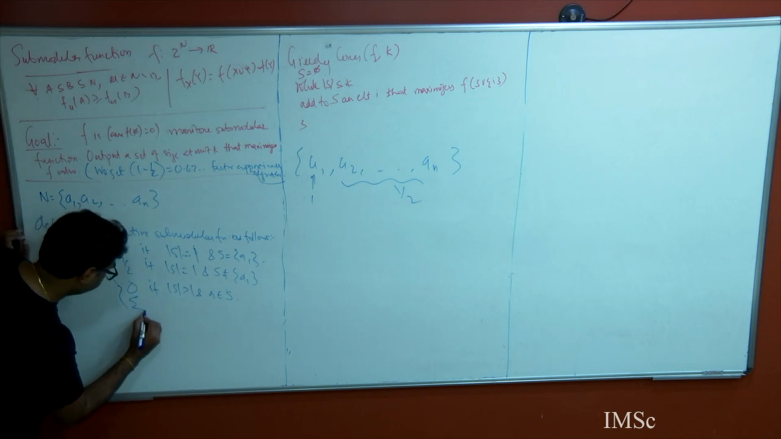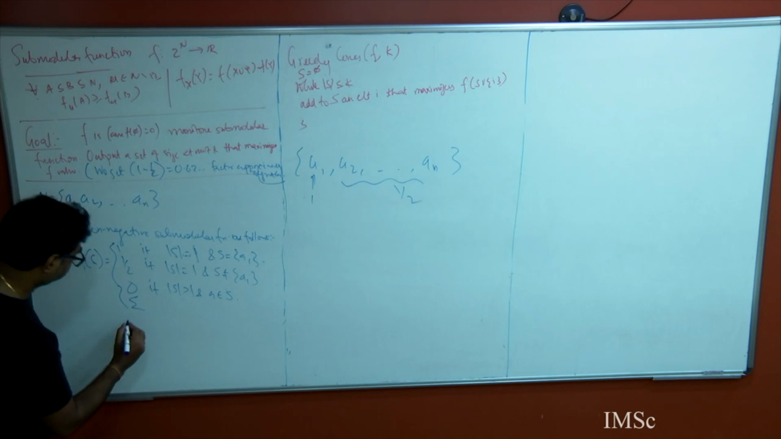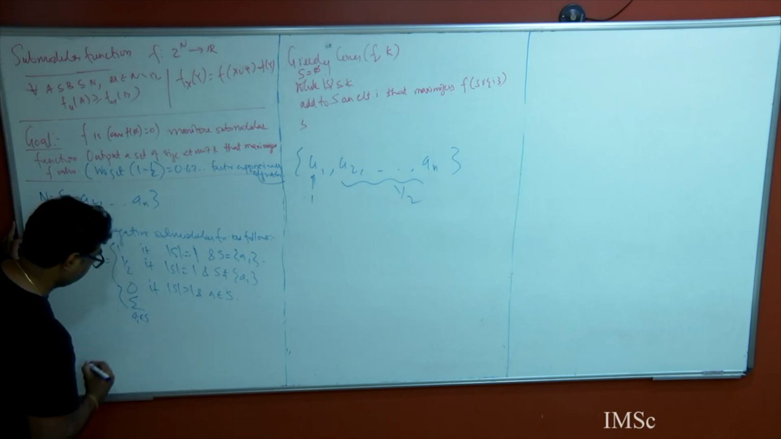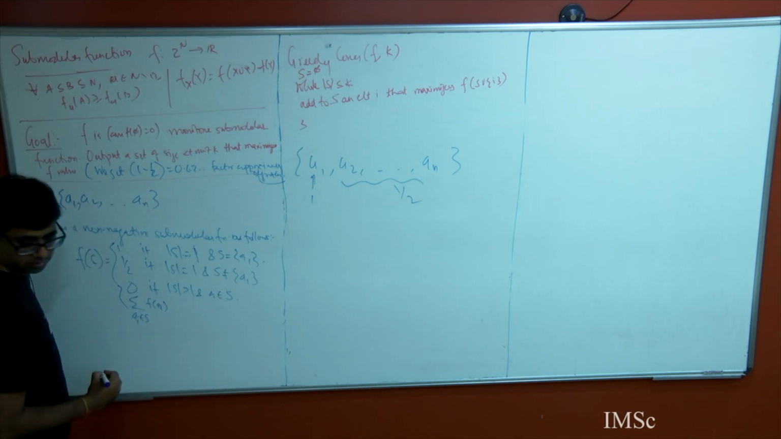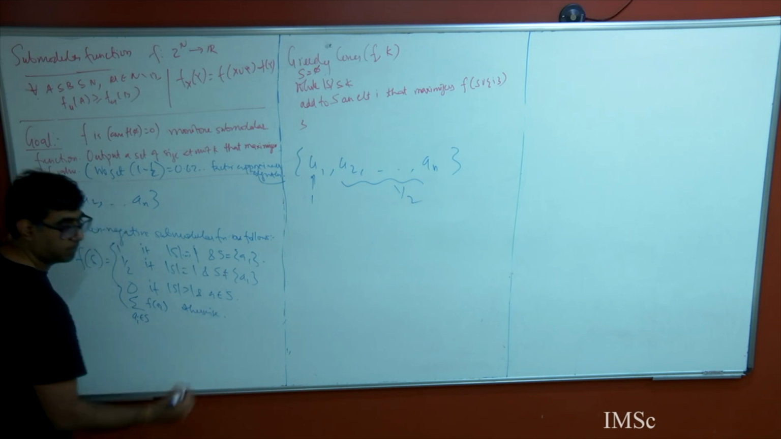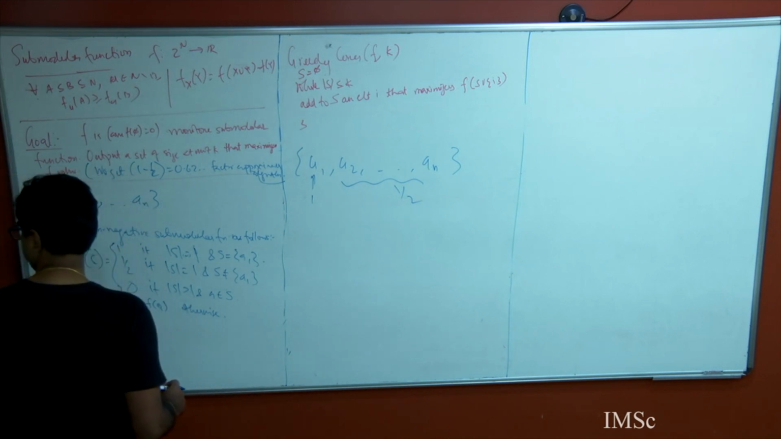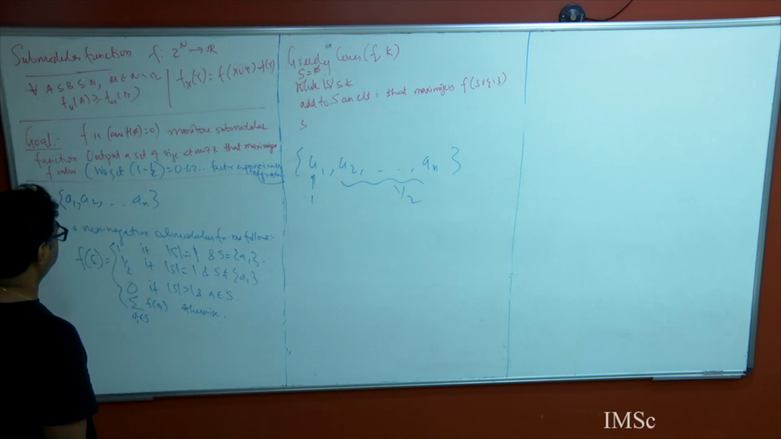And otherwise, what will we do? We just sum those elements: the sum over Ai in S of f(Ai). Why is this function submodular? First of all, we have to show that this is a submodular function. So let's use this definition. Is this submodular?